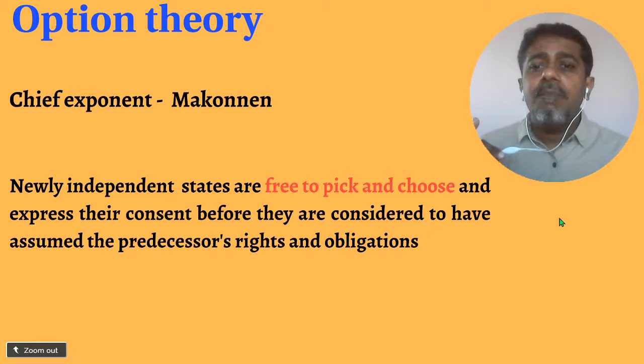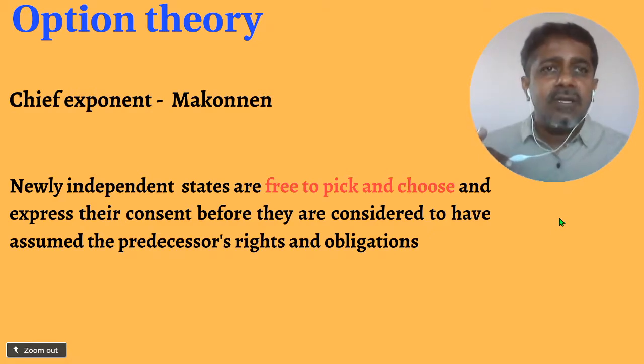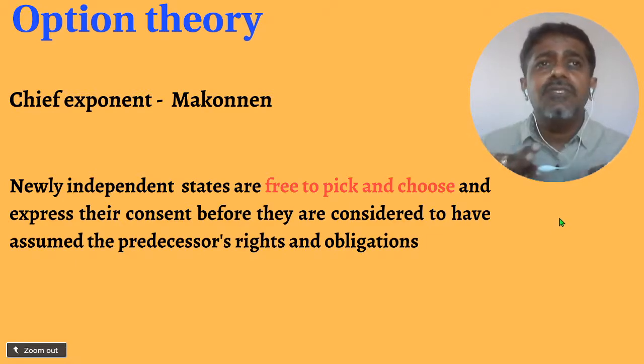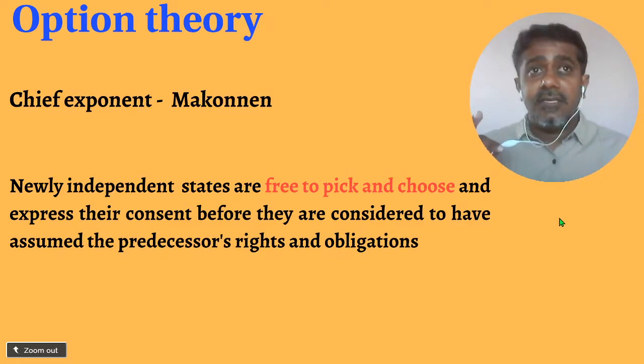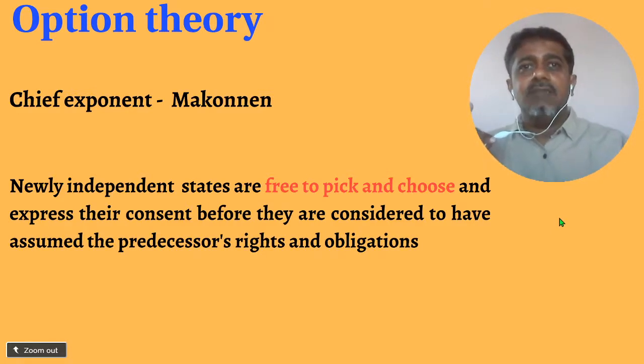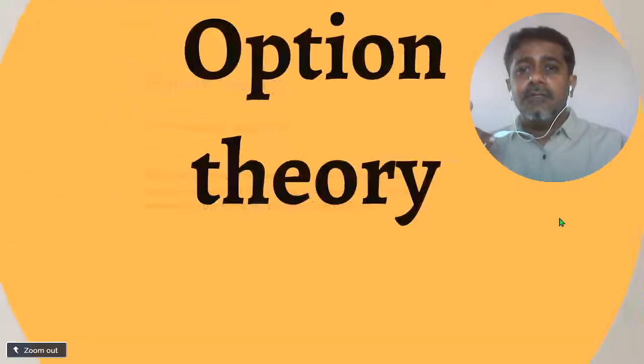In this way, they can pick and choose which rights and obligations they continue to be bound by and which rights and obligations they reject. That option is there for the sovereign state, the successor states. That is what has been said by the exponents of this option theory.